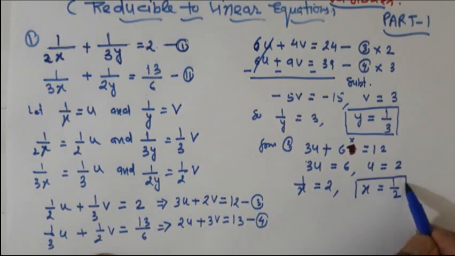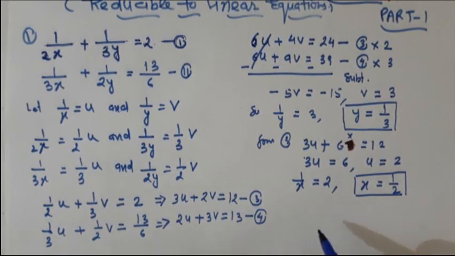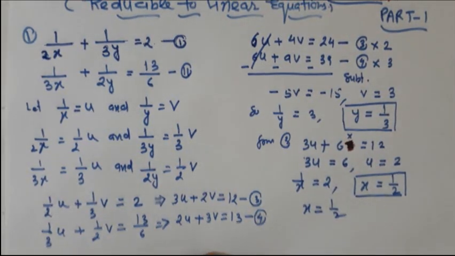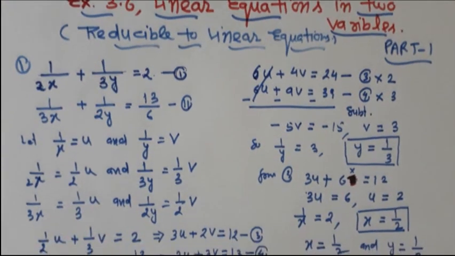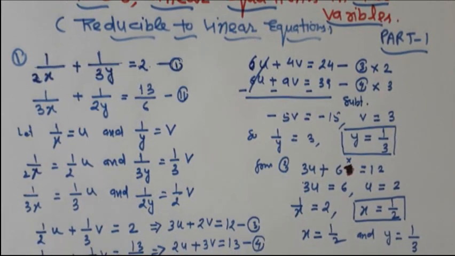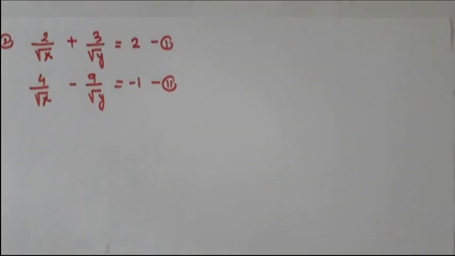So the value of x in this equation, x equal to 1 upon 2 and y is equal to 1 upon 3. In the last you can write the final answer, x is equal to 1 upon 2. So this was the answer of this question number 1, that is x equal to 1 upon 2 and y is equal to 1 upon 3. Now we should proceed to the next question, and that is question number 2.